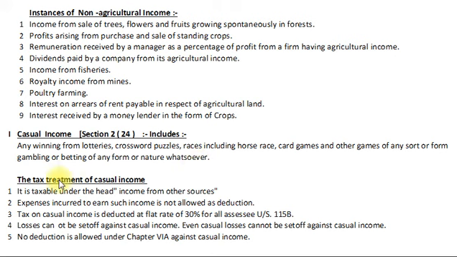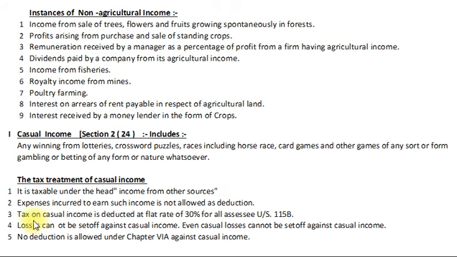The tax treatment of casual income is that it is taxable under the head income from other sources. Students, as we know, there are 5 heads of income, where casual income is taxable under the head income from other sources. Expenses incurred to earn such income are not allowed as deduction. My dear students, if somebody is purchasing lottery tickets, whatsoever purchase expense is incurred for buying lottery tickets will not be allowed as a deduction from a lottery prize.